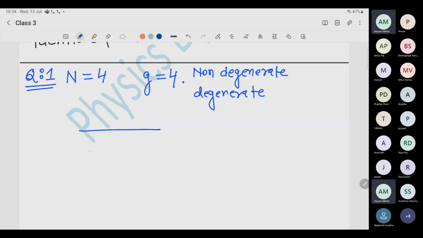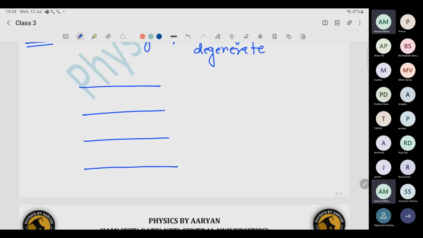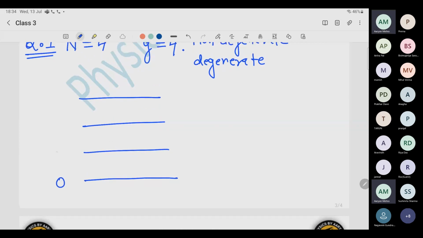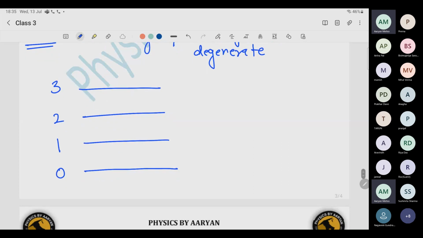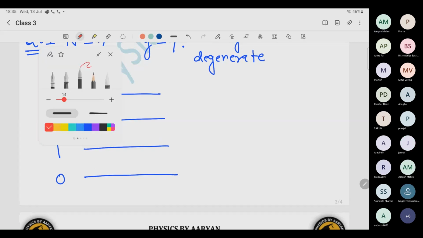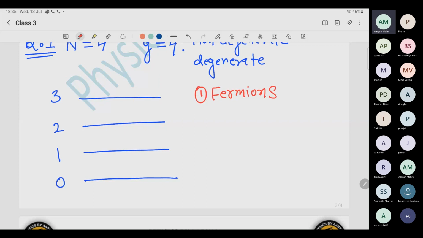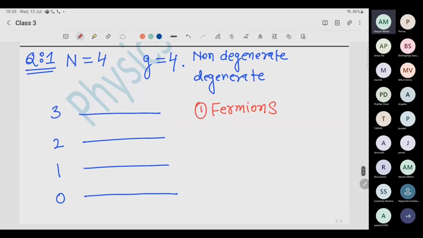So let me draw 4 energy levels. Energies are also given. This has energy 0, this has energy 1, this has energy 2, this has energy 3. So let's say 0, 1, 2, 3, units are electron volt. And now the first class of particles comes, fermions. Now the question can be asked in 2 ways.